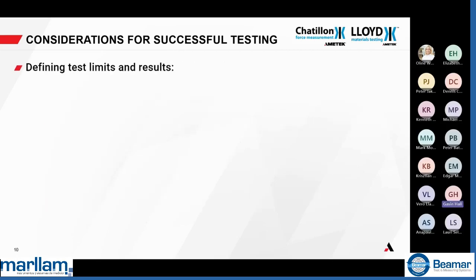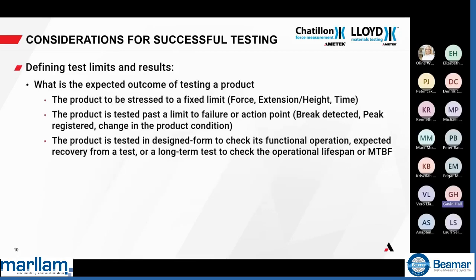So again, how do we define test limits and results? What's the expected outcome of a product? The key considerations: is it to be stressed to a fixed limit? In our machines, that's traditionally a force, an extension, a height, or a period of time. Is it tested as part of a limit or failure or action point? So a break detected, a peak registered, or a change in the product's condition.